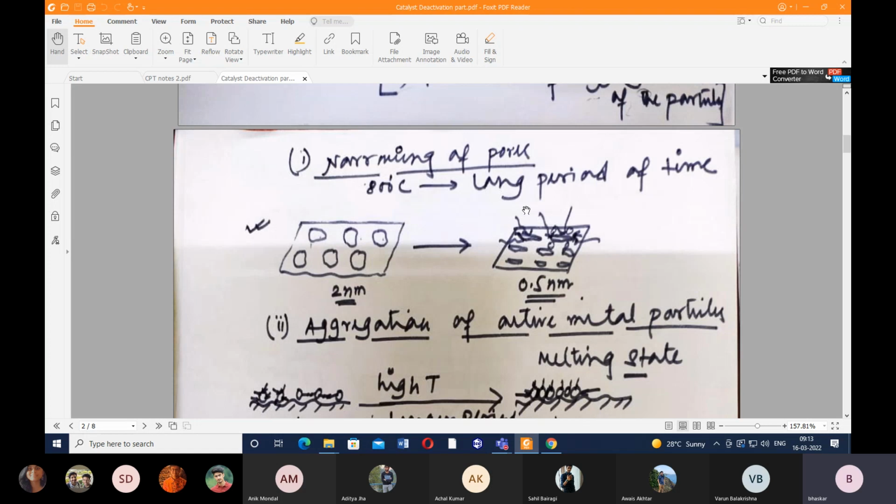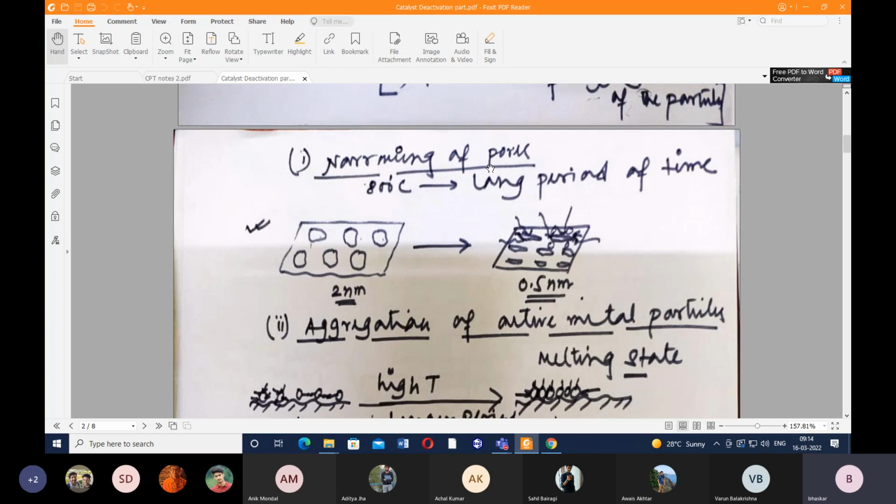So the overall productivity will decrease. Why is it so? Due to the size restrictions. Most of the active surface sites will remain unconverted, or rather uninteracted. So as a result, the overall productivity will decrease. So this is all about the narrowing of the pores.